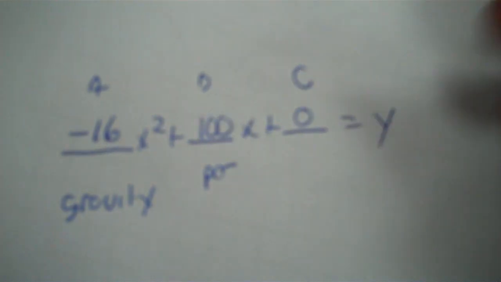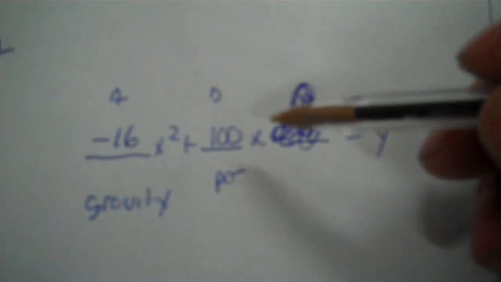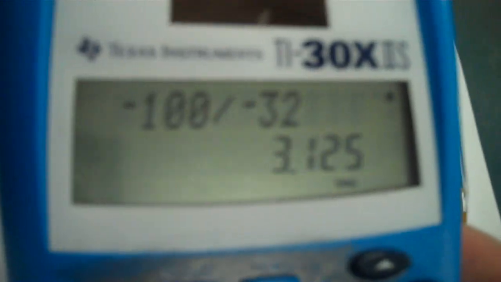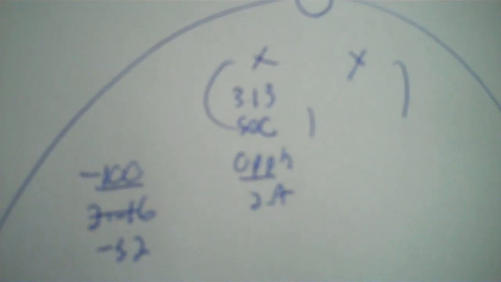So if it's 0, you put that there, but then get rid of it. We just won't have a C, and we don't need it because I have the B. The opposite of the B is negative 100. 2 times negative 16 is negative 32. Okay, 3.125, just put 3.13. That's the seconds it took to get to the max height.